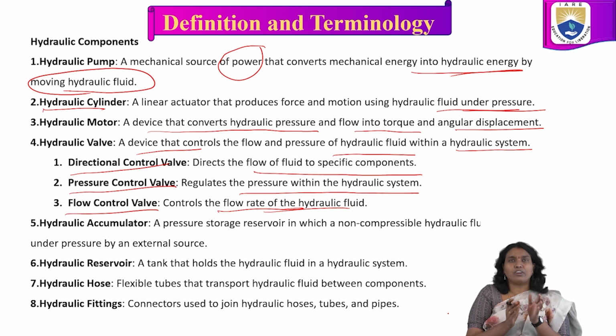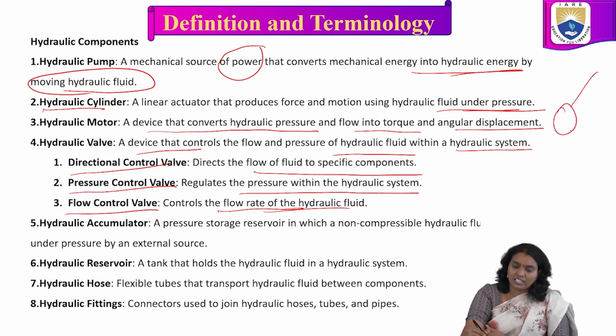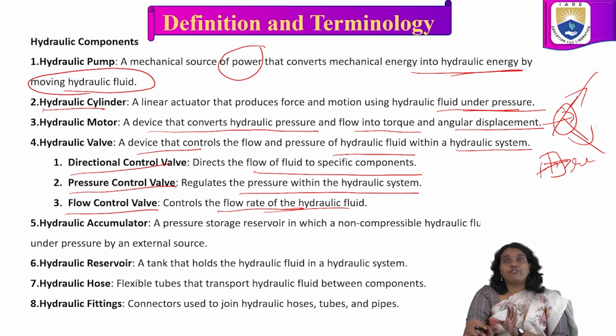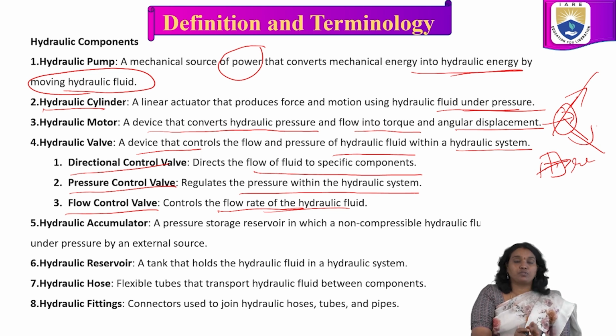So, some of the valves are going to direct the flow in different ways, like this or like this, depending upon the situation. Some of the valves are pressure valves, so according to the required pressure, they are going to release. And flow control controls the flow rate of the hydraulic fluid. These are the different types of hydraulic valves as per the characterization.